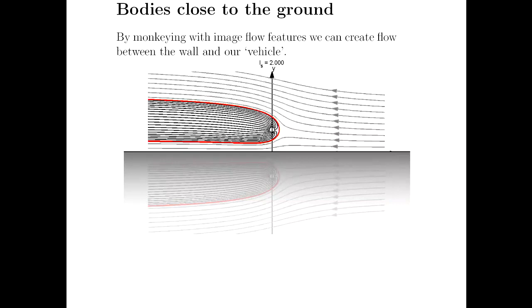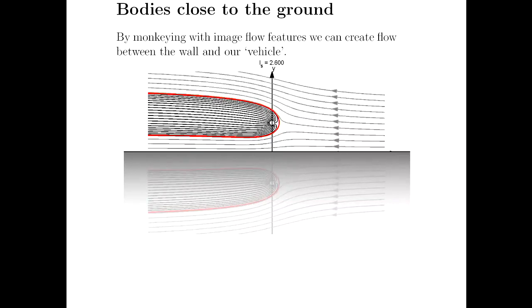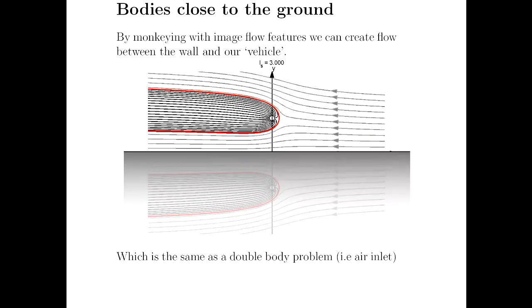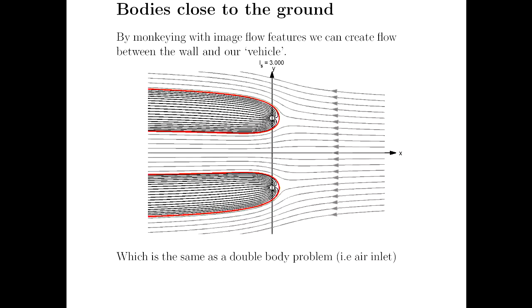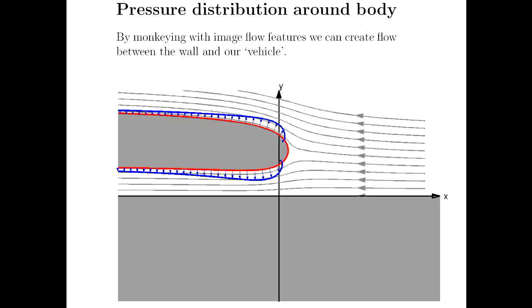Just by altering the height of my source, it looks like I can model a double body problem. So a flow over an inlet, where you have some kind of uniform flow, and flow is going into this inlet here. And these are our solid boundaries.